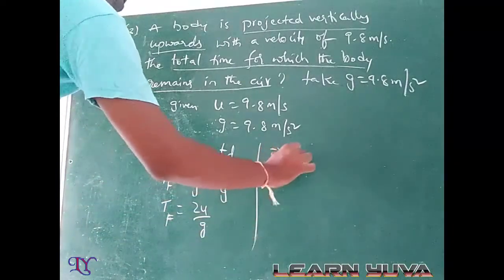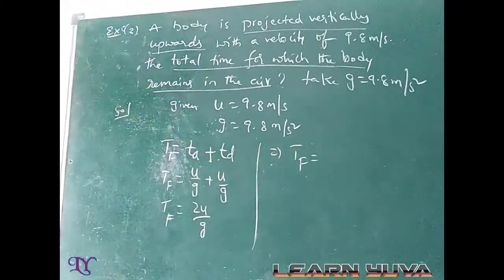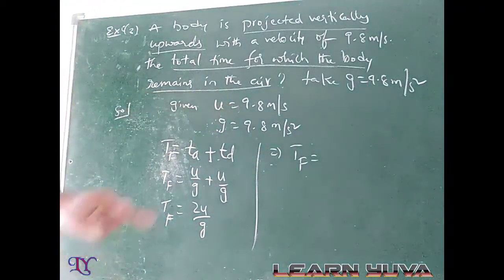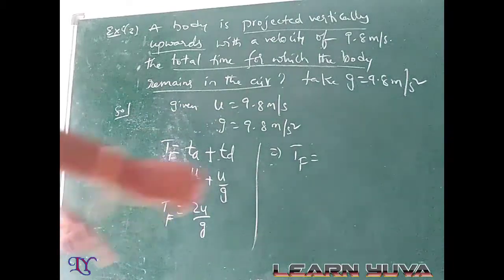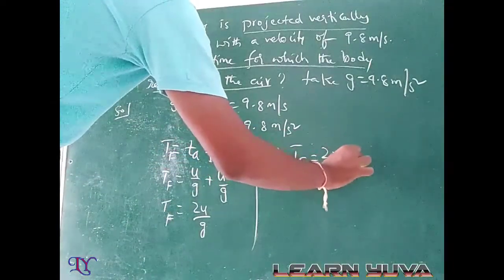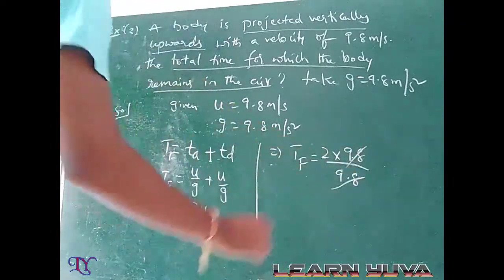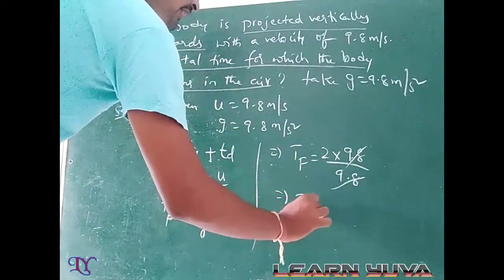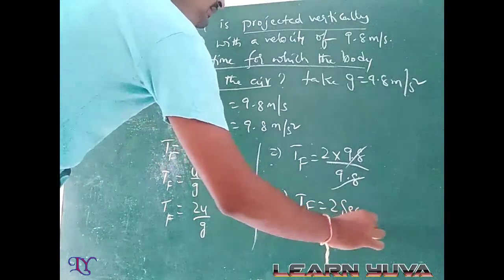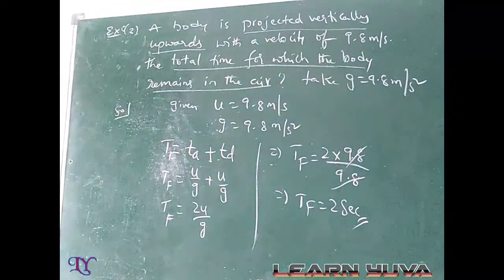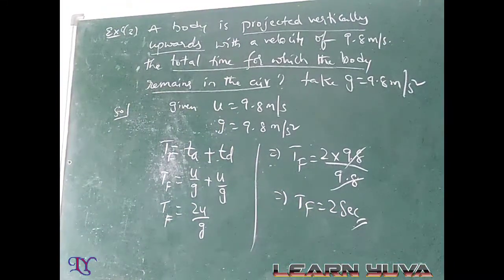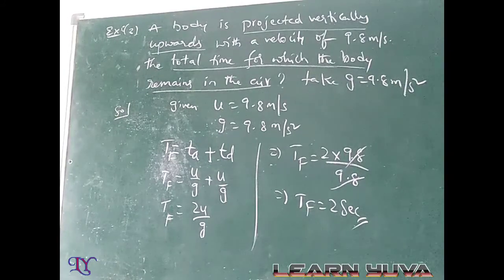That implies time of flight. Time of flight is nothing but time of ascent plus time of descent. That means total time remains in the air. 2 into u value 9.8, g value 9.8, 9.8 gets cancelled. So the total time the body remains in the air is equal to 2 seconds. So in this way we can do this, right? Thank you.